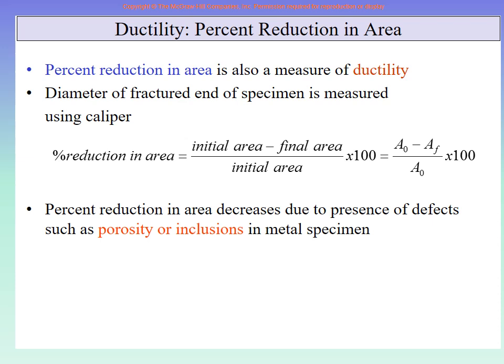Here we are just giving you the reason that ductility decreases due to the presence of defects such as porosity or inclusions and so on. If there are certain porosities or inclusions or problems in the material, then it will break earlier, right? The material already has some cracks and so on, so it will break earlier. It will not go to as much of a ductile point as it otherwise would. So the percent reduction in area or the percent elongation will be low, that is, ductility will be low if the material has some defects inside.